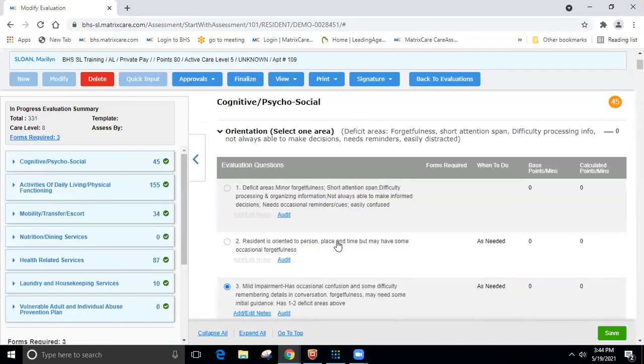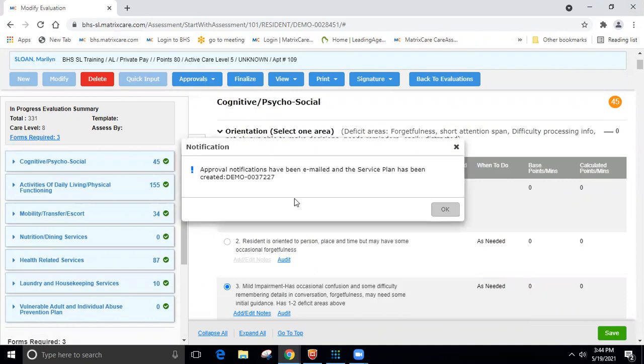You have now just filled out your first evaluation. I know that I have 331 points and they're care level 8. Once we're done with this, we have to send for approvals. We don't have approvals in Benedictine, but other people who use this system do. But it is building the service plan.